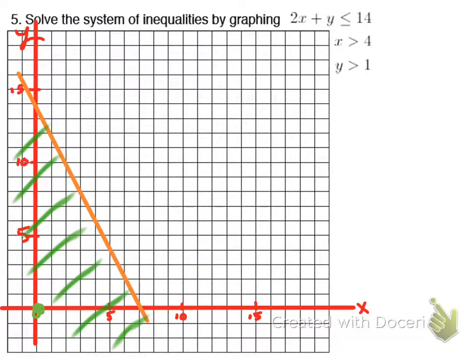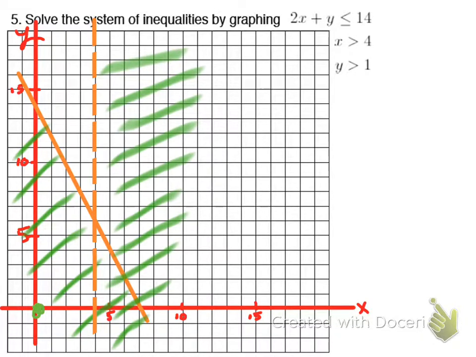It says x is greater than 4. So I go to where x is 4, and I draw that line. Now this is strictly greater than, so I'm going to go ahead and make this a dashed line. There we go, it's a dashed line. And greater than would be to the right of that. So that's going to be over here. Okay. So far I've got this little wedge down on the bottom that is commonly shaded.